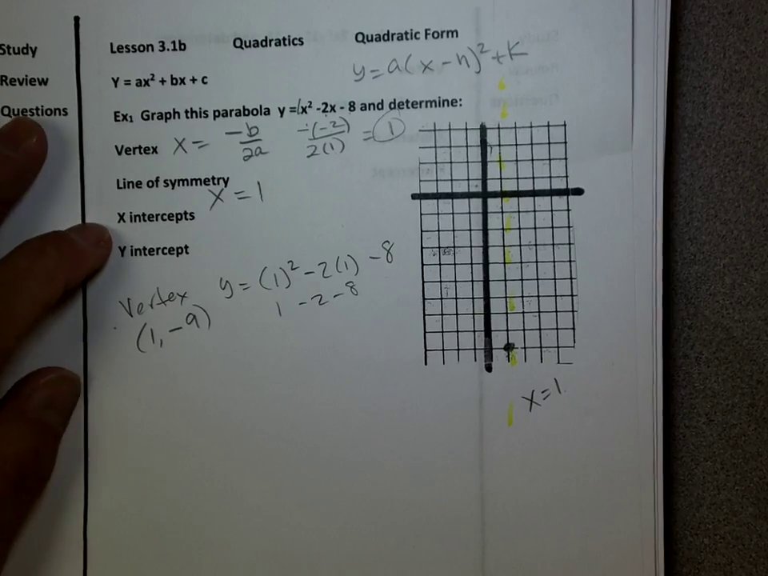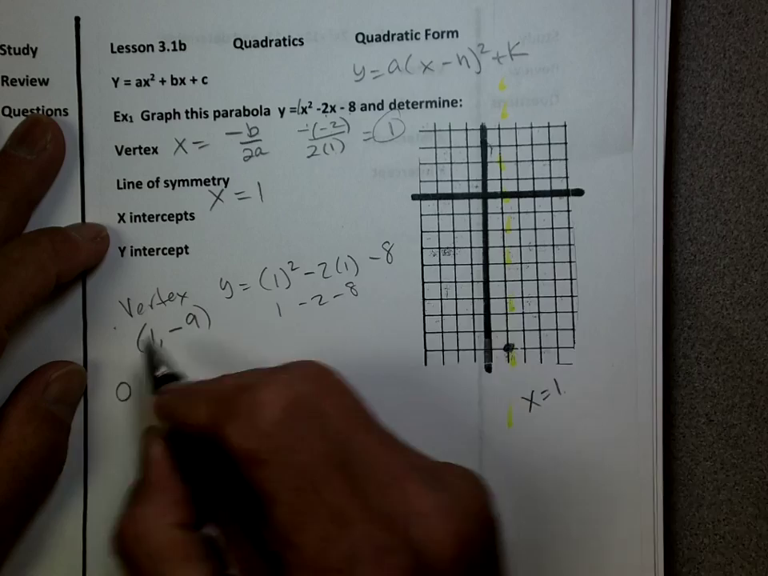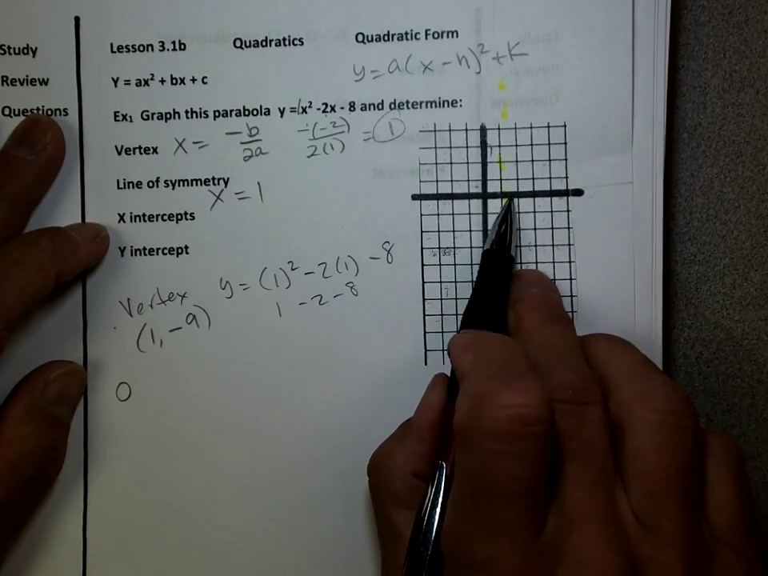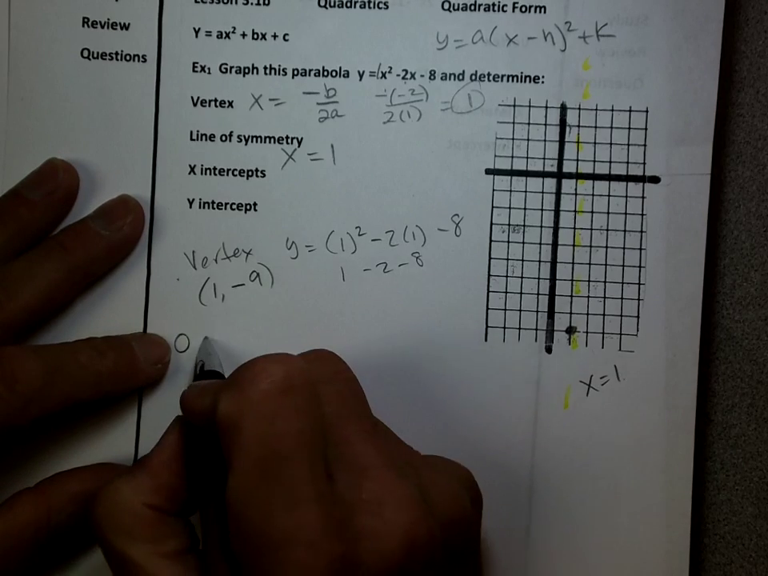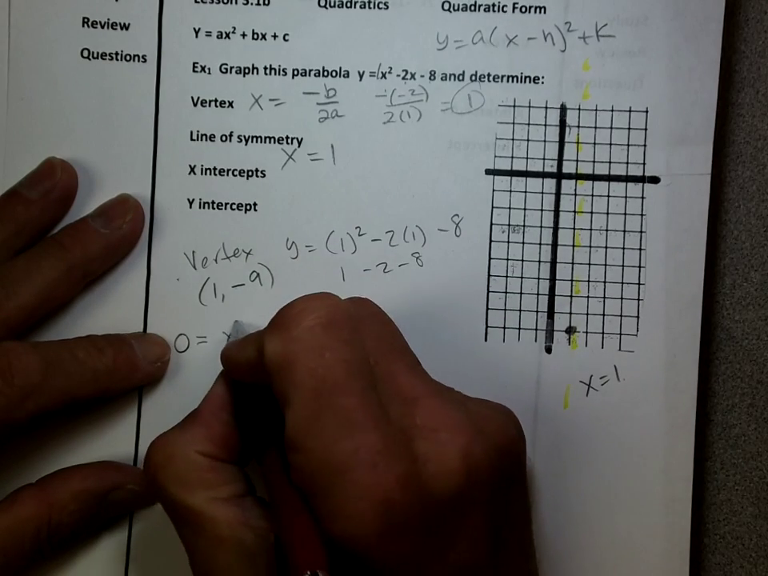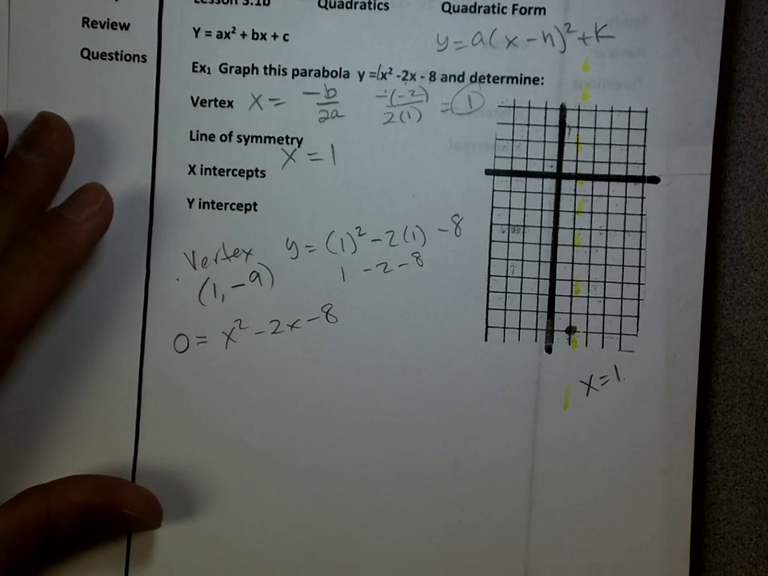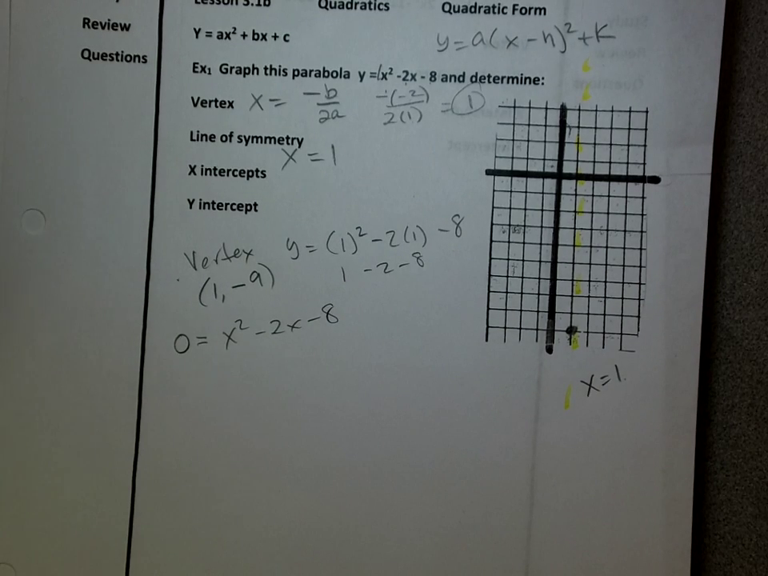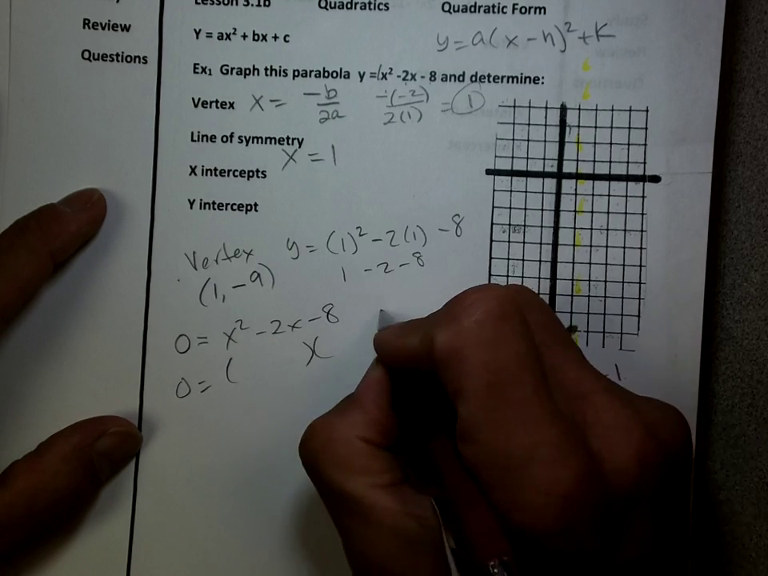For the x-intercepts, we set our equation equal to 0, because where it crosses the x-axis is where y is 0. So 0 equals x squared minus 2x minus 8, and what I want to do with that is factor. There's got to be two answers, so I'll go parentheses, parentheses.